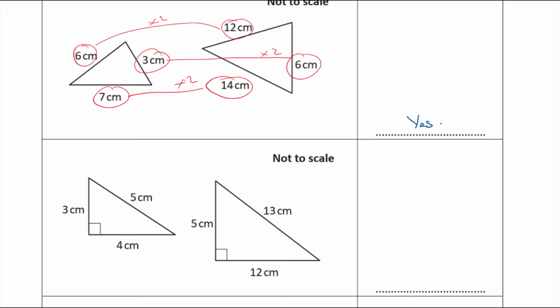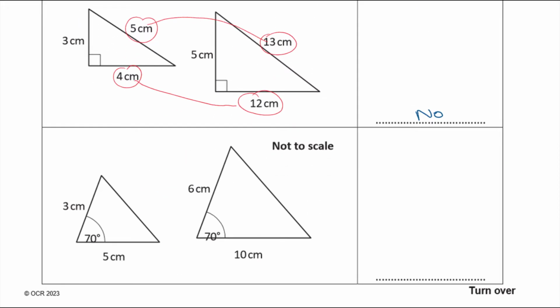Doubt in there, that doesn't look right to me. No, that's not similar. I can tell straight away, but if you just think about this 4 here, this one goes with this one, that's 3 times as big. 5 times 3 is not 13, so they're not the same multiple, so this one is a no-no.